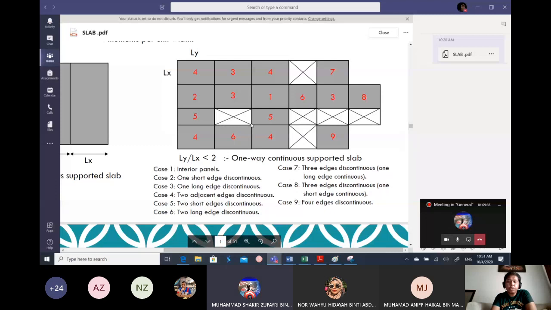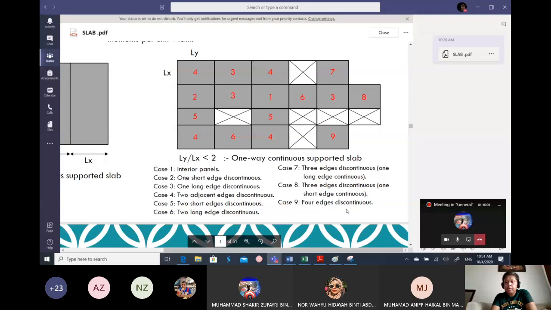Case nombor 7, three edges discontinuous. One long edge continuous. Ni adalah one long edge continuous. Tiga edge lagi adalah discontinuous. Case number 8 adalah three edges discontinuous. Three edges discontinuous. One short edge continuous. Case number 9, four edges discontinuous.